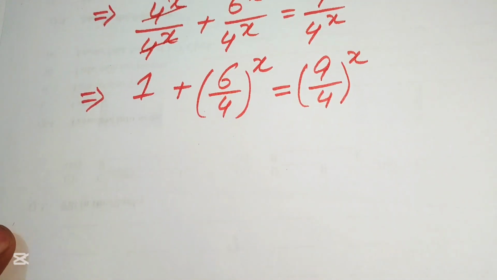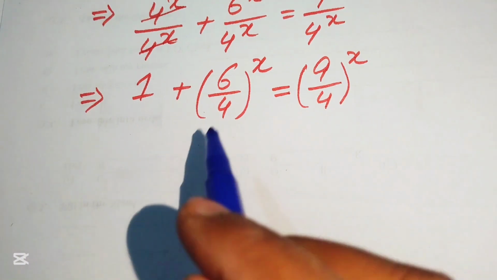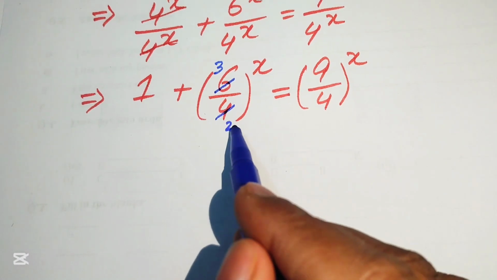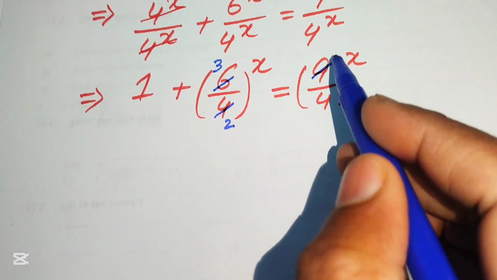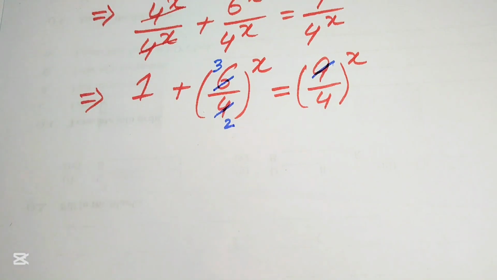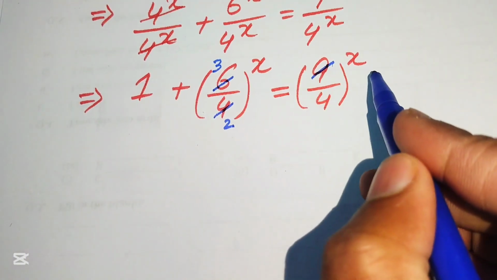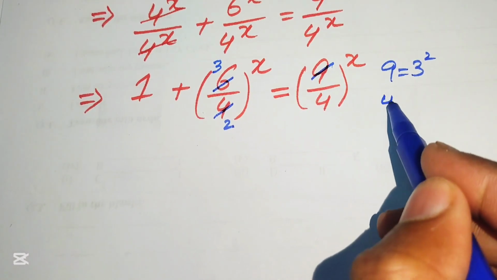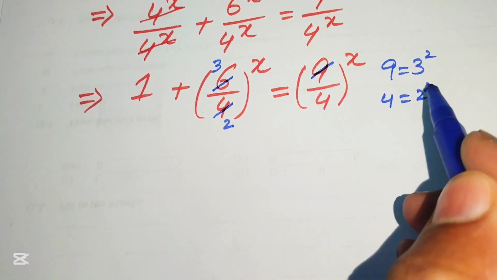Okay, so after this step here we need a little bit of simplification. So now we can cancel these terms. You see that 2 3s are 6 and 2 2s are 4. Similarly here you see that this is 9 over 4. So we write this 9 as 3 square and we write 4 as 2 square.